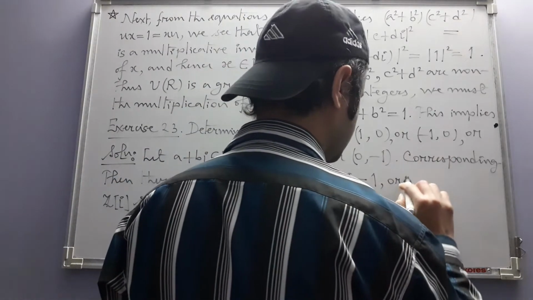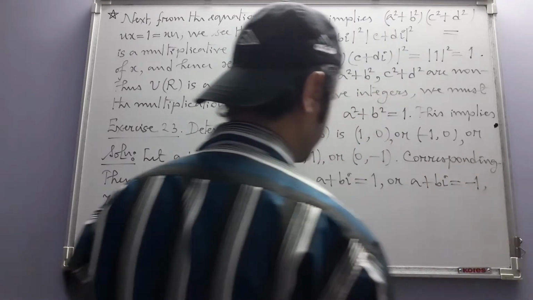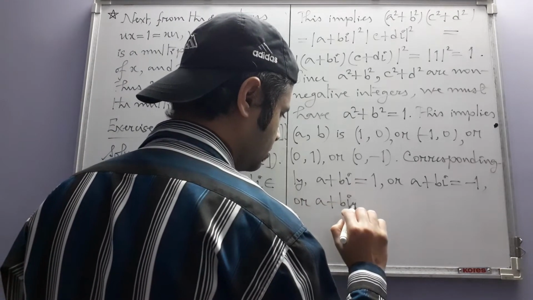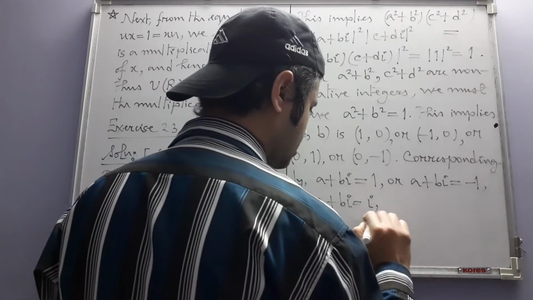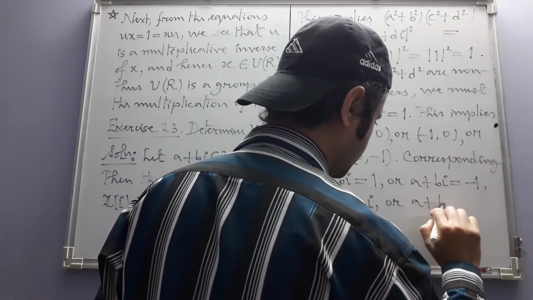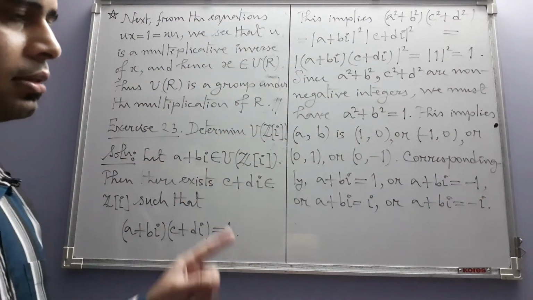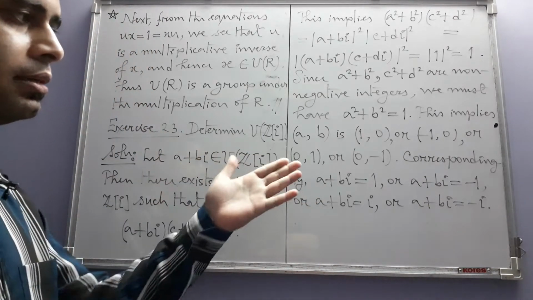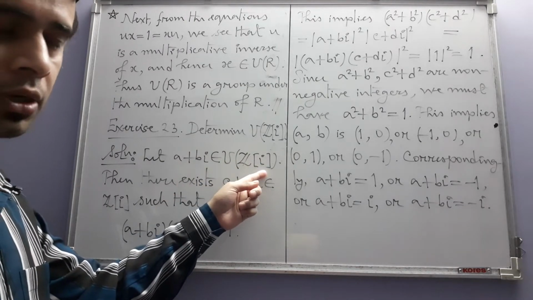Similarly, for this choice, a plus bi is minus 1, or if a is 0 and b is 1, then a plus bi is i, and if a is 0 and b is minus 1, then a plus bi is minus i. So these are the 4 possibilities, and in these cases you can see that each one of them is a unit in the ring of Gaussian integers.